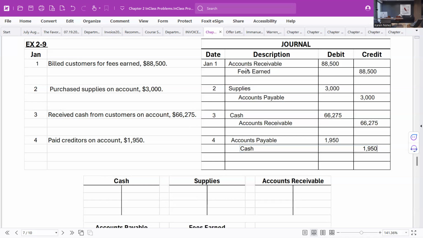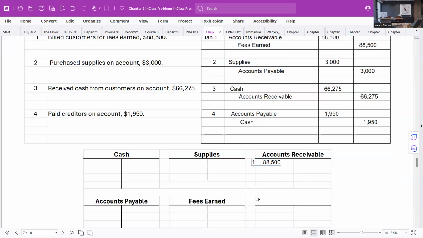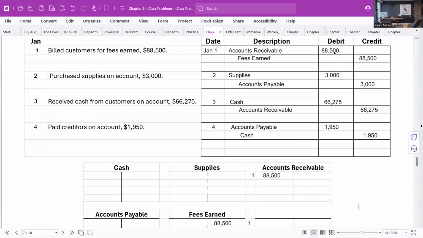First transaction on January 1 is a debit to accounts receivable. And I'm going to record the note so that we can link back. On January 1, we've got a debit to accounts receivable for $88,500. And we've got a credit on January 1 to fees earned for $88,500. And again, that is for number 1. So now we've posted the debit to accounts receivable, right? And we've posted the credit to fees earned.